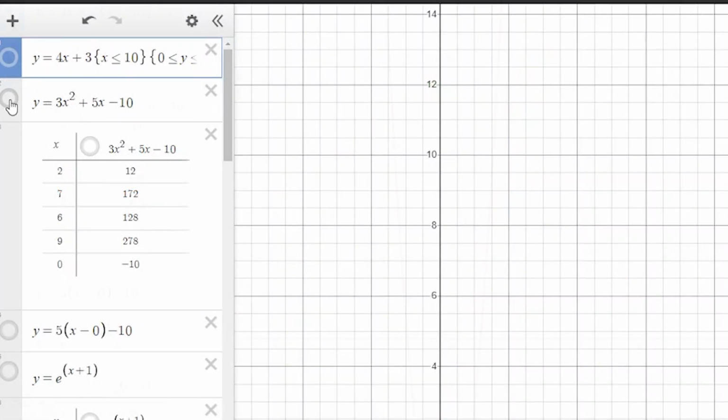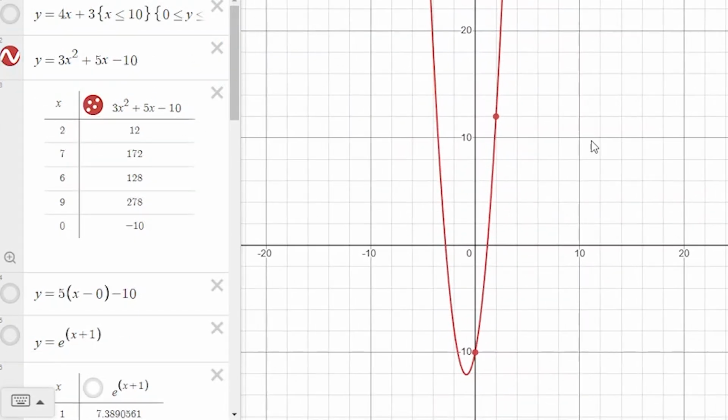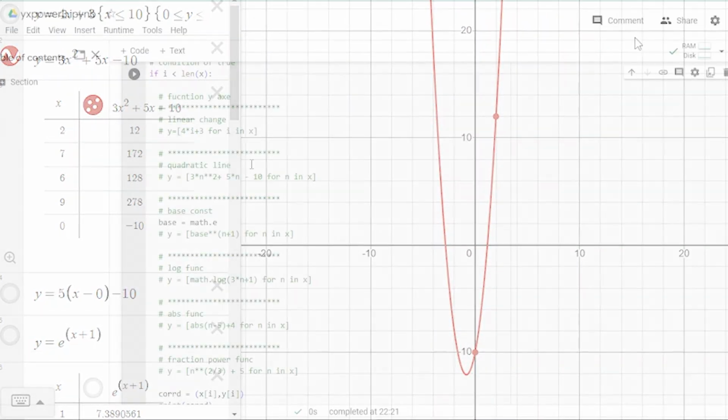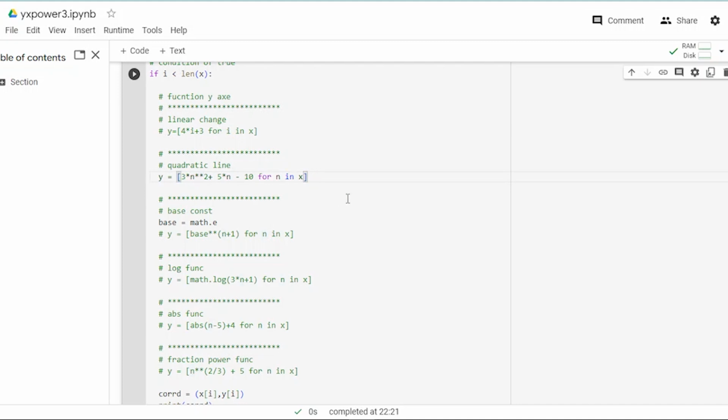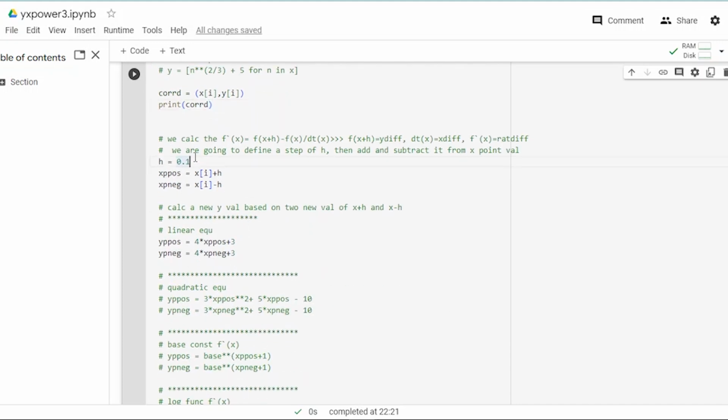Let's go ahead and now draw the quadratic equation. You could say, I would like to get a tangent line to this point or to this point. And the quadratic equation, I have already written it, is 3x to the power of 2 plus 5x minus 10. So we're going to print the coordinate, define a very small step.